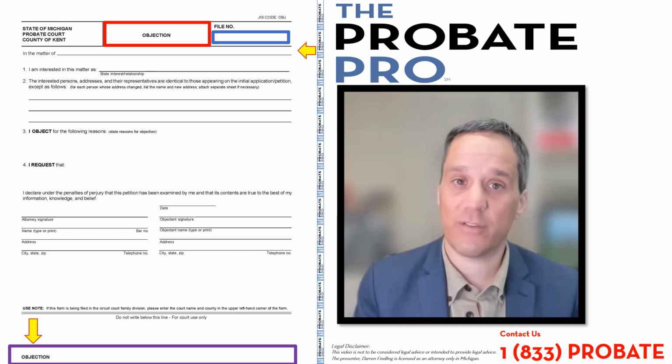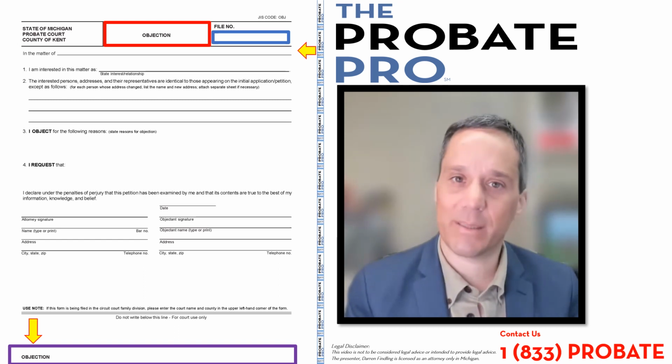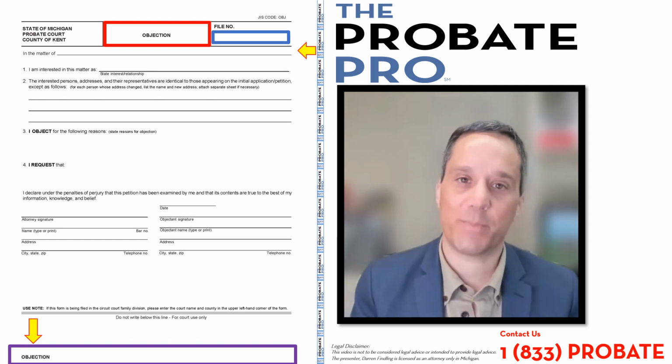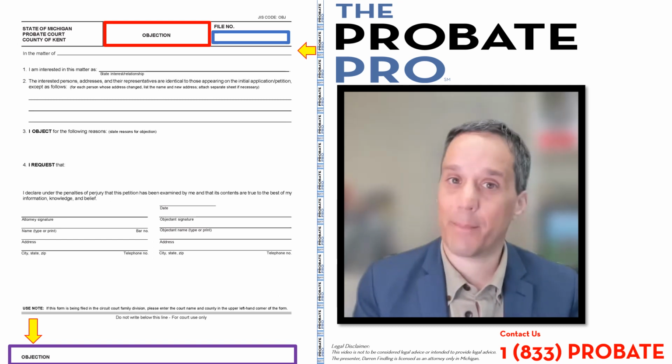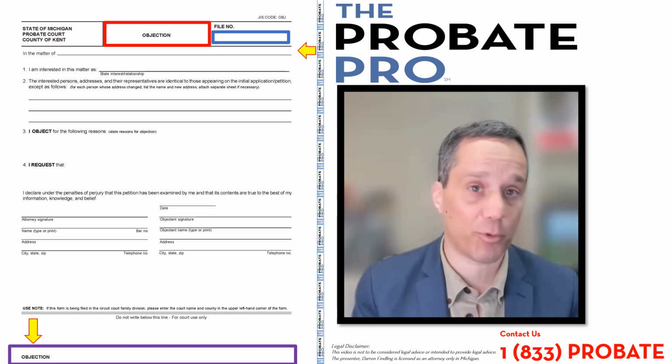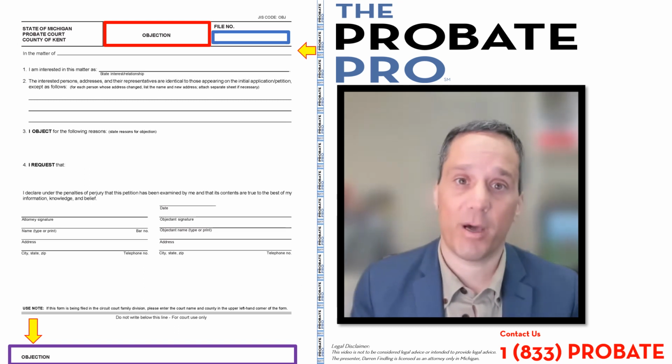Now, this objection form doesn't have any particular limitation. It can be used anytime somebody is objecting to something that is being brought forth before the court in the form of a petition. So, for example, a petition for guardianship, petition for probate, or other documents that are being requested to the court, you can file an objection.